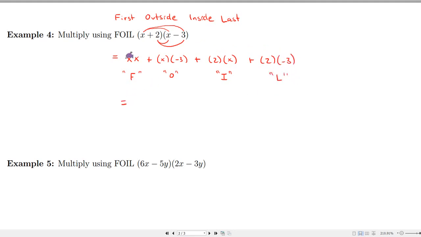And then now we just simplify this expression. So we'll have x squared minus 3x, and then plus 2x minus 6, and then this simplifies to x squared. And these two are like terms, so we just combine the coefficients. So -3 plus 2 is -1, so that would be minus x, and then minus 6.